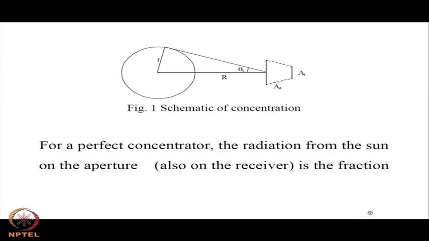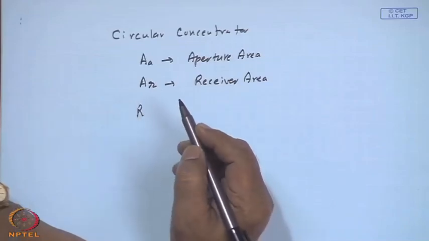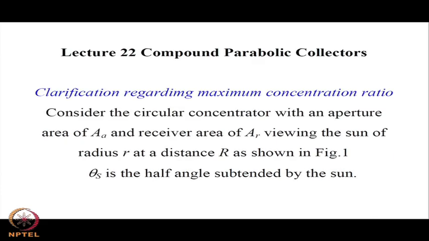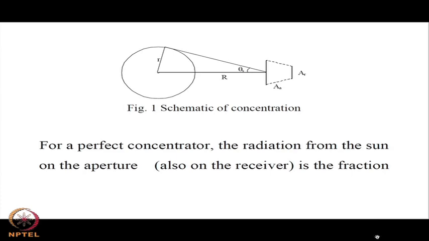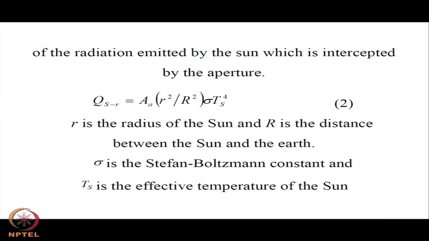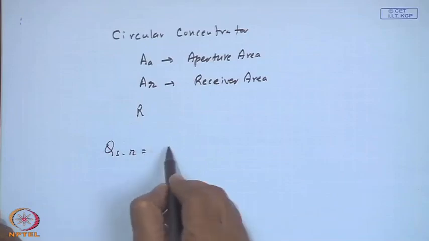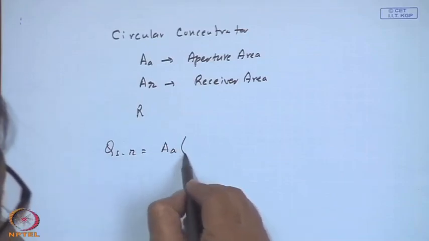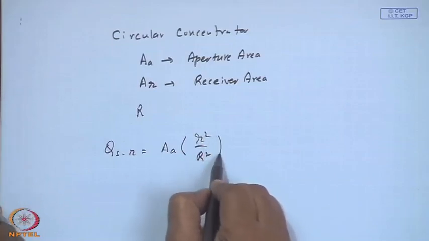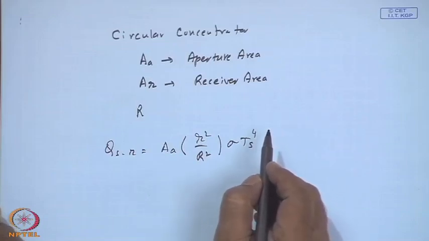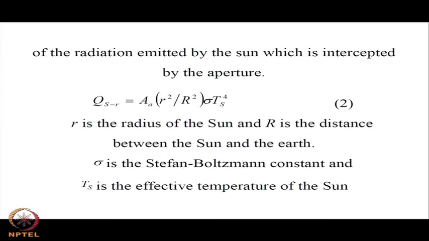In figure 1, that shows the sun at a distance of capital R from the earth and of radius r, small r, and the subtended half angle is theta s. So, solar radiation emitted by the sun received on the earth is q S R area A upon R squared, r squared sigma T S to the power 4, where sigma is the Stefan-Boltzmann constant, r is the radius of the sun and R is the distance between the sun and the earth and T S is the effective temperature of the sun.